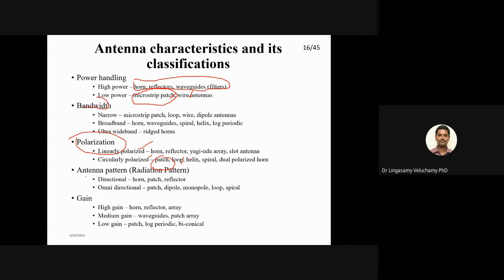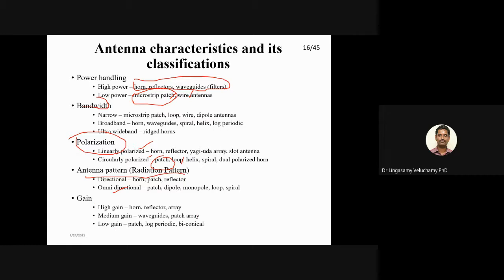Next is antenna radiation pattern. Which type of pattern I'm going to use depends on what my application demands, for example whether it is a directional one or an omnidirectional one. Based on that, I have to choose a particular antenna. Next is gain: medium gain, low gain and high gain.